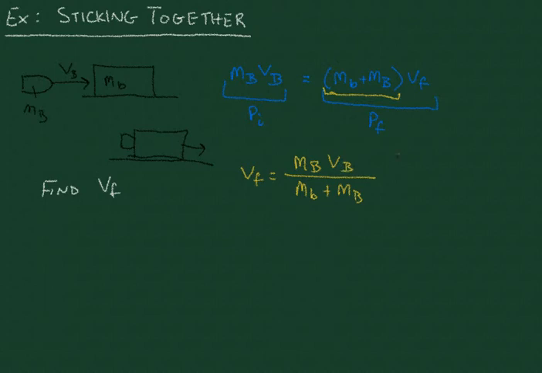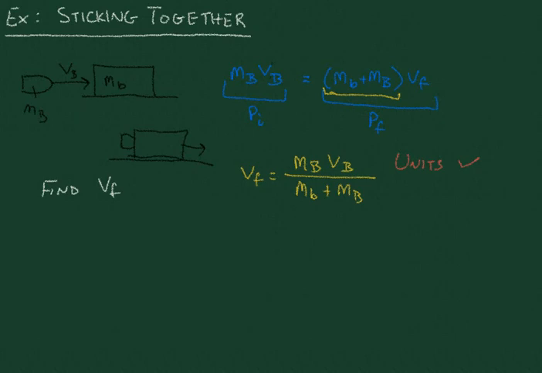Okay, so we check our units. We want a velocity. We have a mass times a velocity divided by a mass. So the units check out. And now we check whether or not it makes sense.